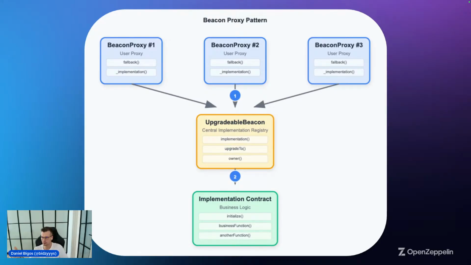Besides the upgradable beacon smart contract, we also have many beacon proxy smart contracts. What a beacon proxy smart contract does is check the current implementation address in the upgradable beacon smart contract, and it forwards the call directly to the implementation contract.